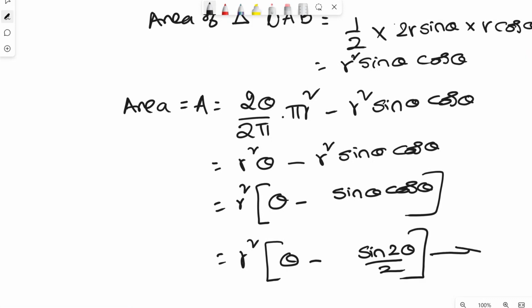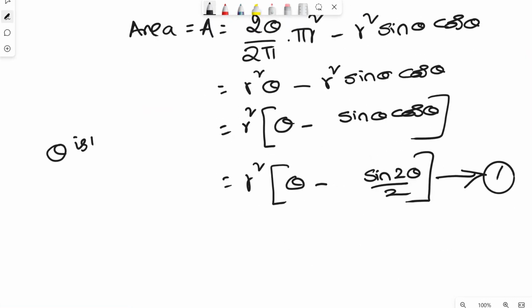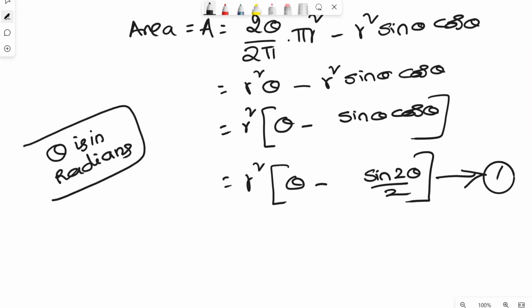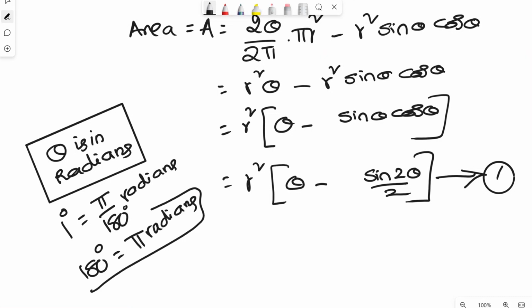So this value you should remember. Here also one point I want to clear: theta is in radians. And what is the conversion factor? 1 degree is equal to pi by 180 radians, or the other way, 180 degrees is equal to pi radians. Please remember the conversion factors also.